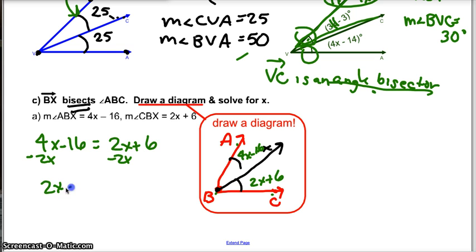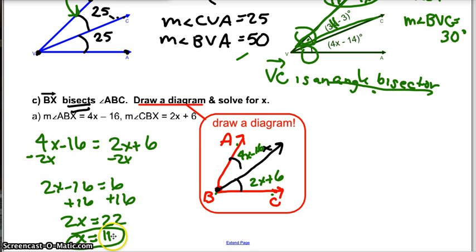So I have 2x minus 16 equals 6. Add the 16 to the other side. I have 2x equals 22. Oh, x equals 11. That's a fluke. It just says solve for x. So check that out. We're done. Couple more.